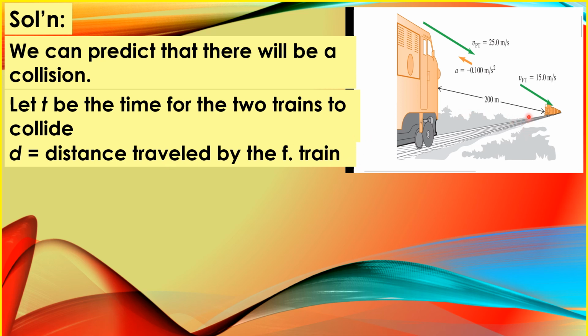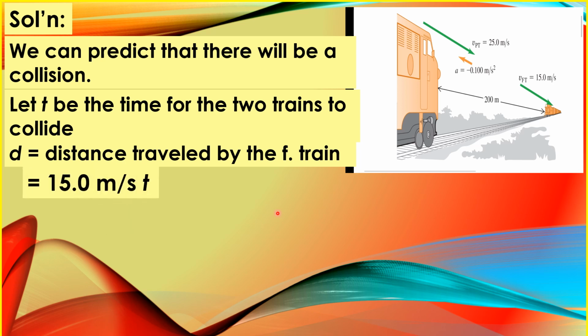and inasmuch as the passenger train is still 200 meters behind, it's pretty sure that the freight train will still be able to travel a certain distance d until it will be crushed by the passenger train. So we want to calculate for that distance d.